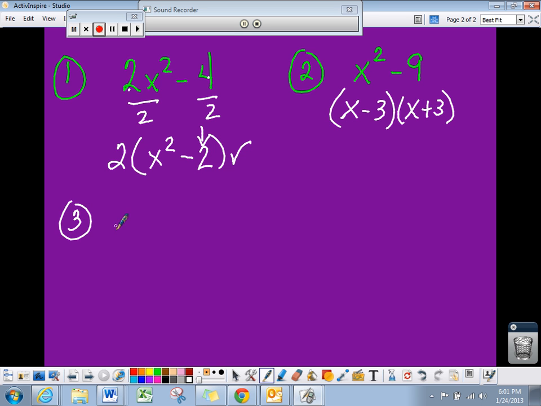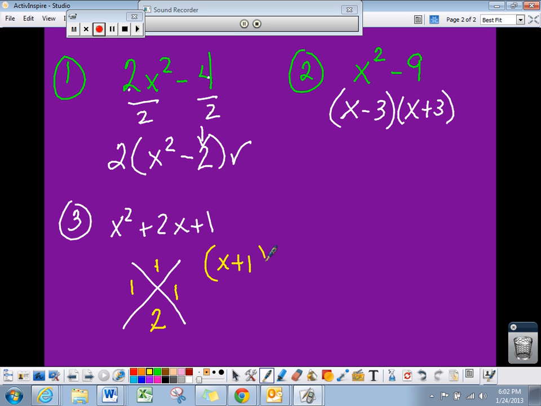Then we have our trinomial. Our trinomial that we're going to look at is x squared plus 2x plus 1. So we do our X method. The 1 goes here, the 2 goes here. What factors of 1 will give us 2? 1 and 1. So then this becomes x plus 1 times x plus 1. Now we have to make sure we write this. If we don't, it won't be correct, because the X is just the method that we use to factor, but we must factor.